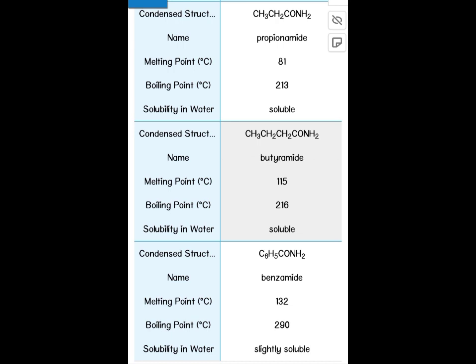Next, butyramide, condensed structure CH3CH2CH2CONH2. So melting point 115 degrees, boiling point 216 degrees, and it is soluble in water. Lastly, benzamide, condensed structure C6H5CONH2. Melting point 132 degrees, boiling point 290 degrees, and it is only slightly soluble in water, unlike the other examples.